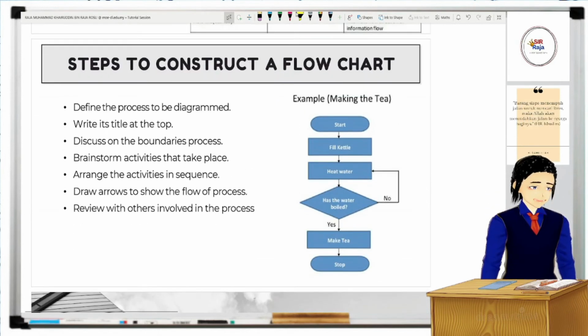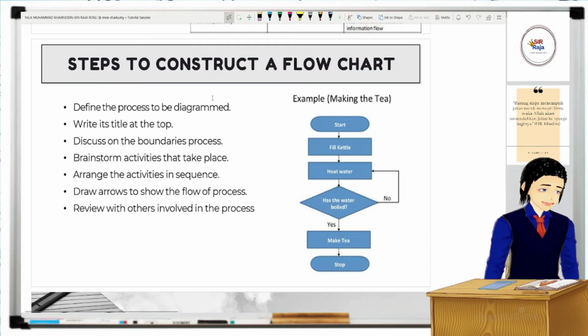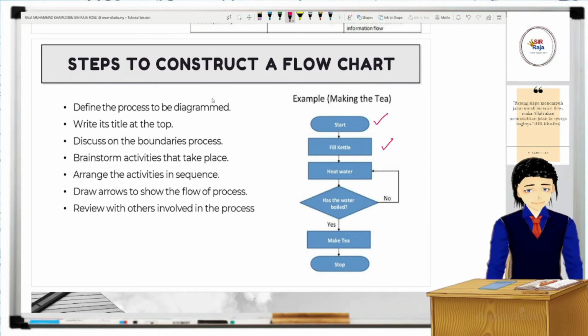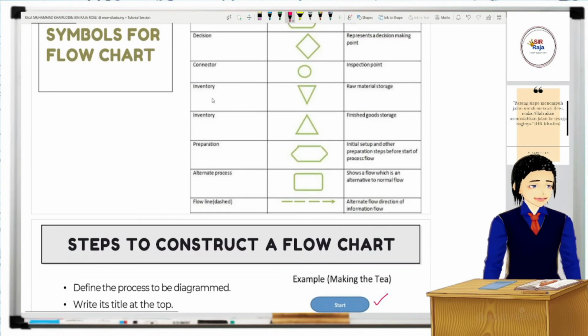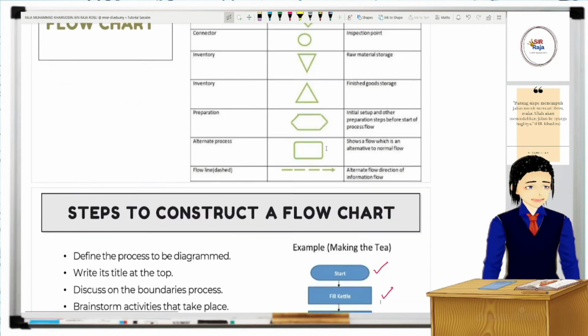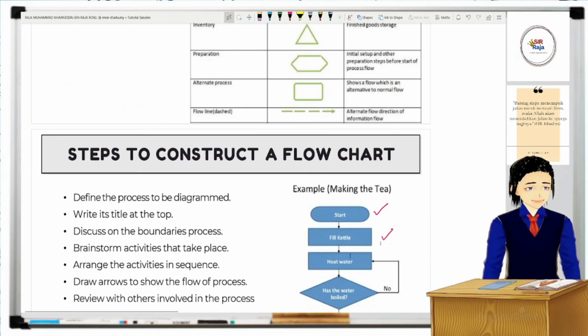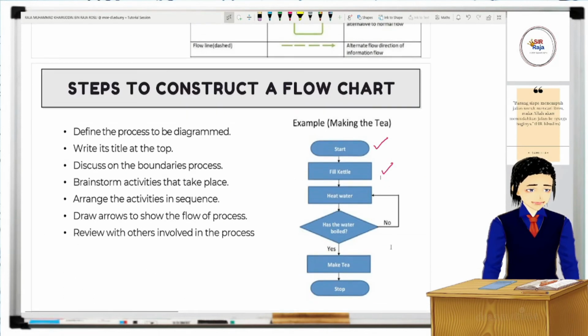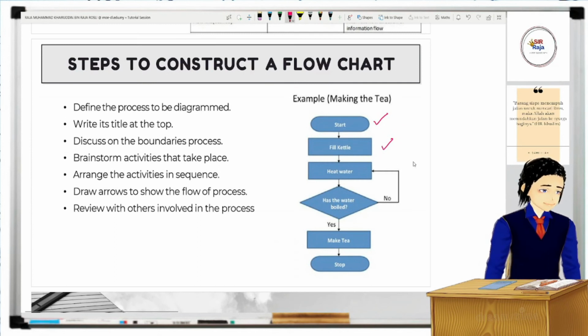So this is a standard example. Kita ada start. So start, remember, dia akan mula dengan bentuk bulatan, petak curve edge here. Okay, and then process. So we have process 1, fill kettle. So that is your process. You look here, ada penggunaan dia, simbol dia. So make sure you know where to use it. And then we have the next process, heat water. Tak ada masalah, masih proses.